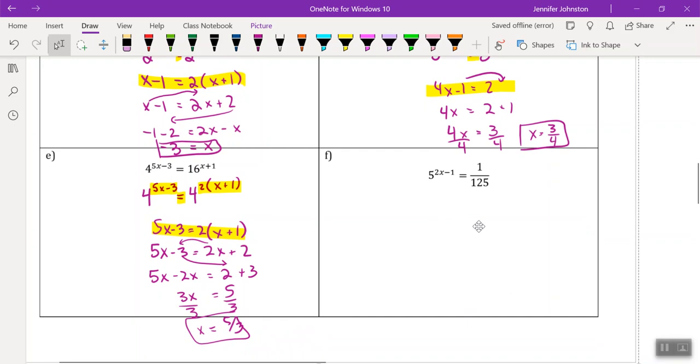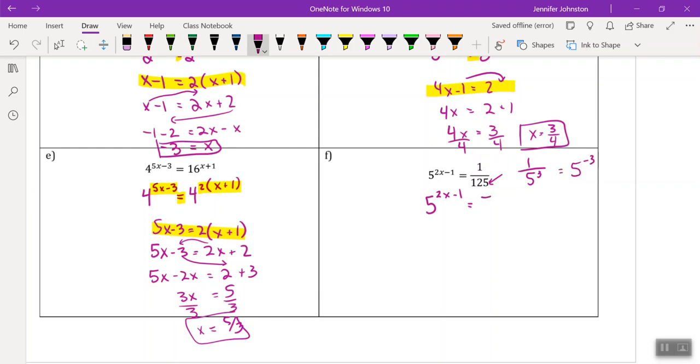Let's go ahead and check this one. Ooh, a fraction. 5 to the power of 2x minus 1 is equal to, can you kind of guess? This is a base of 5, right? How can we make that a base of 5? Well, that's 1 over 5 to the power of 3. Yeah, 5 to the power of 3. Check it. 5 to the power of 3 is 125. All right, is there any way we can make this with just a base? Absolutely. 5 to the power of negative 3. That's it.